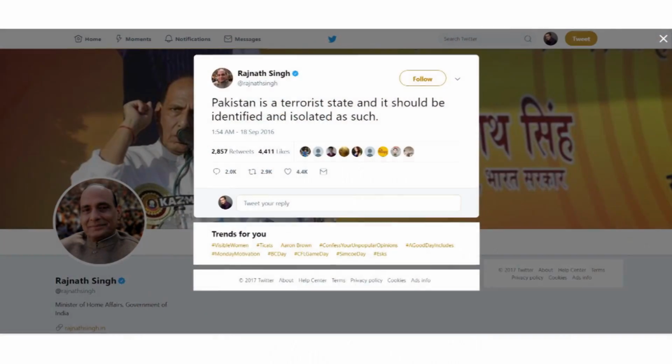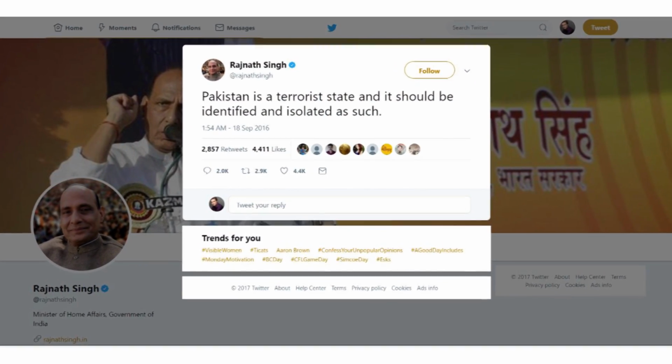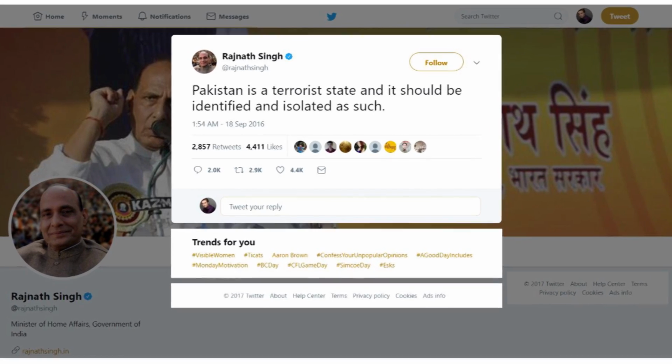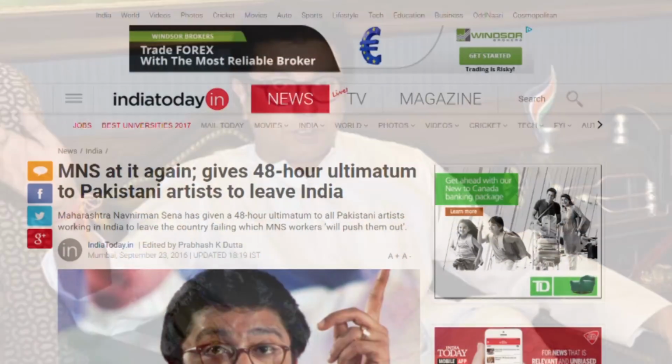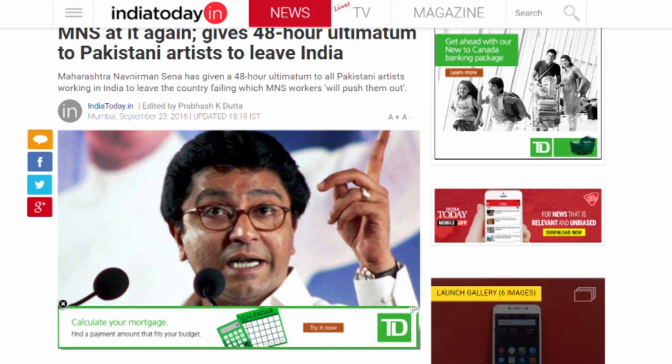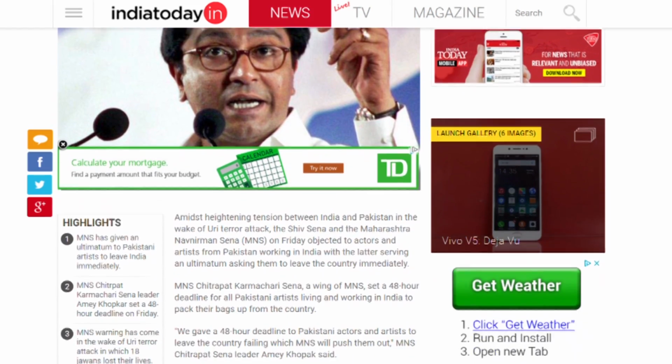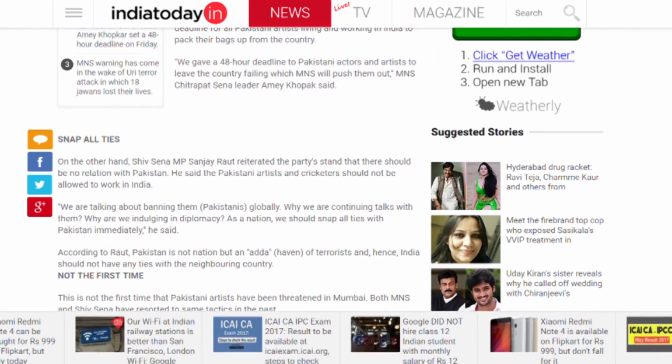India's Home Minister Rajnath Singh tweeted this shortly after: "Pakistan is a terrorist state and it should be identified and isolated as such." Yeah, and the Indian political party Maharashtra Navnirman Sena, also known as the MNS, issued a 48-hour ultimatum to Pakistani artists working in Bollywood to leave India or the MNS would punish them.